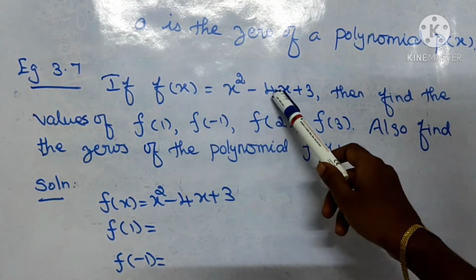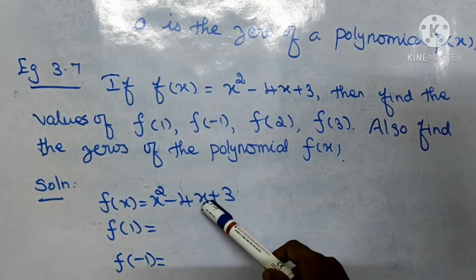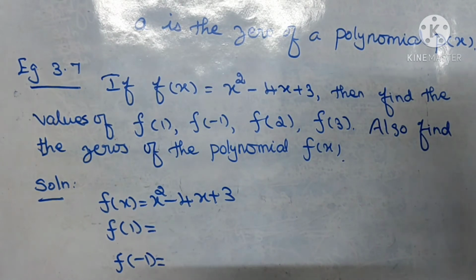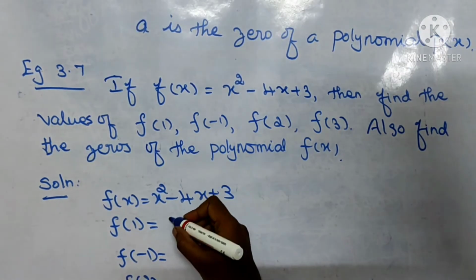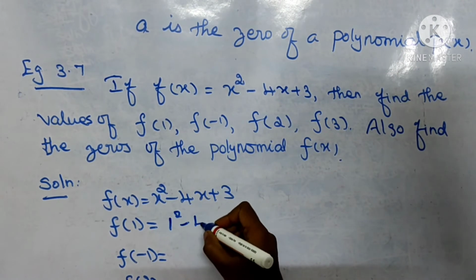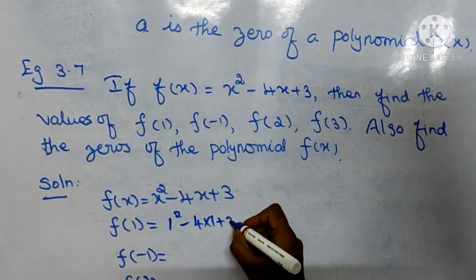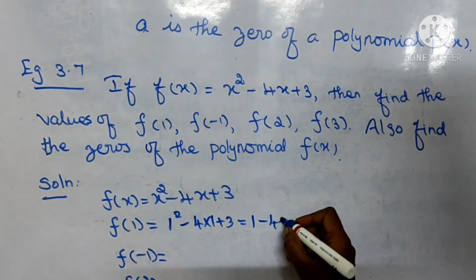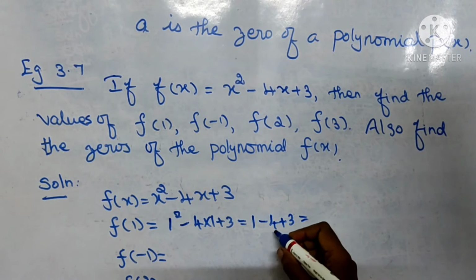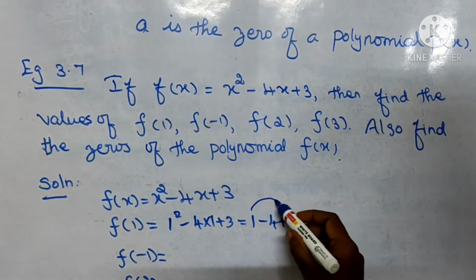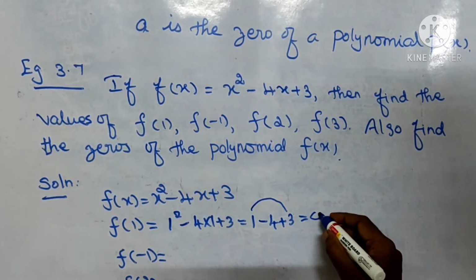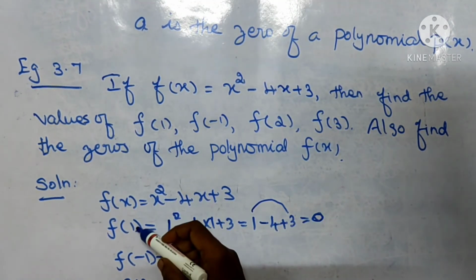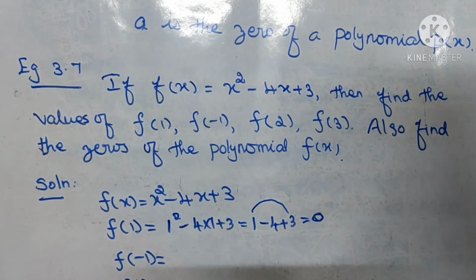First, write the given value, f of x equals x square minus 4x plus 3. Then find f of 1. In place of x, substitute 1. So 1 square minus 4 into 1 plus 3. 1 square is 1, 4 into 1 is 4, plus 3. What's the value of 1 minus 4 plus 3? 1 plus 3 is 4, so 4 minus 4 is 0. If the polynomial value is equal to 0, this number is the zero of the polynomial. So 1 is the zero of the polynomial.